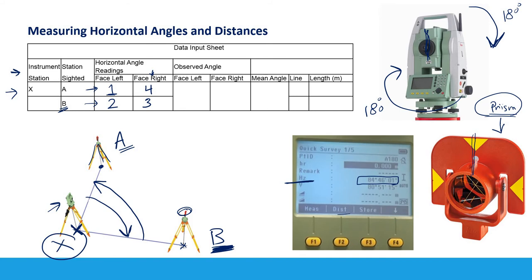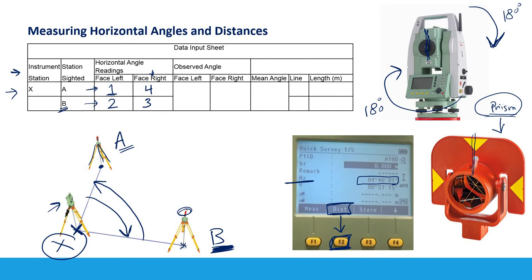For example, in this total station, this is the distance function here. So to get the distance, after you sight the middle point of the prism, you need to press this button, in this case for the distance. It's F2 for this total station. It's different from make to make, from total station to other total station.